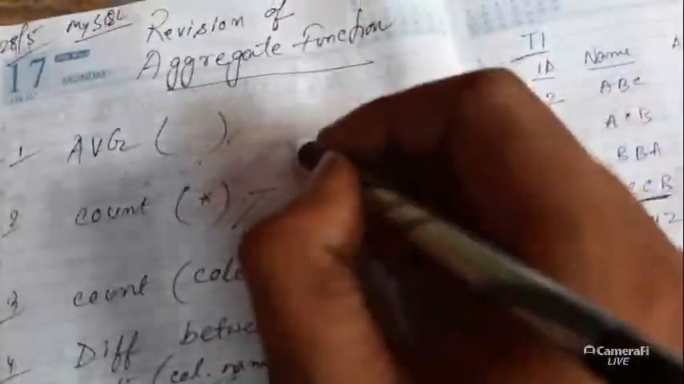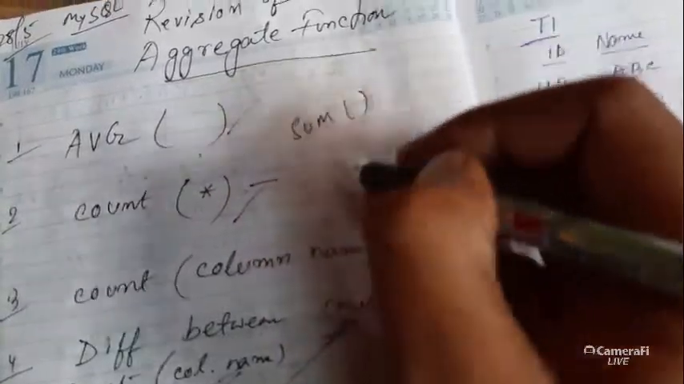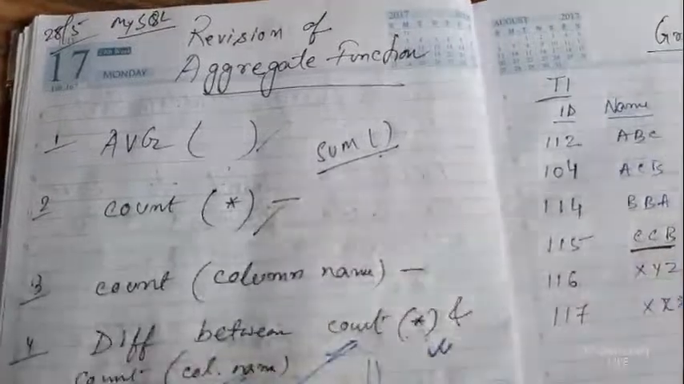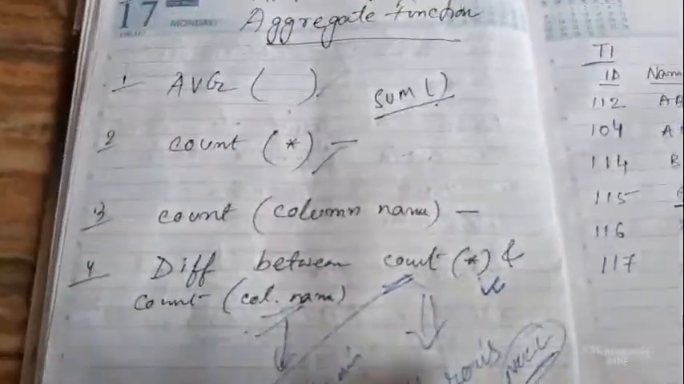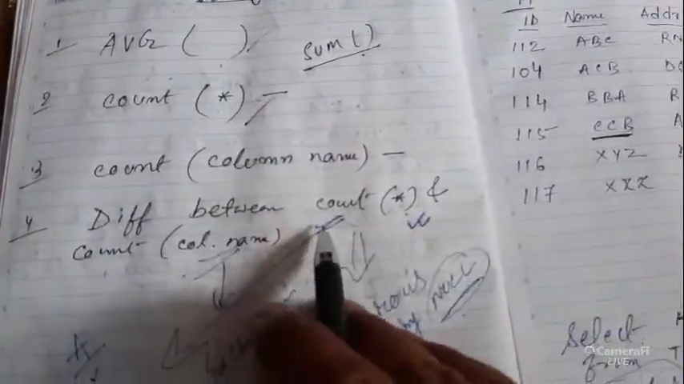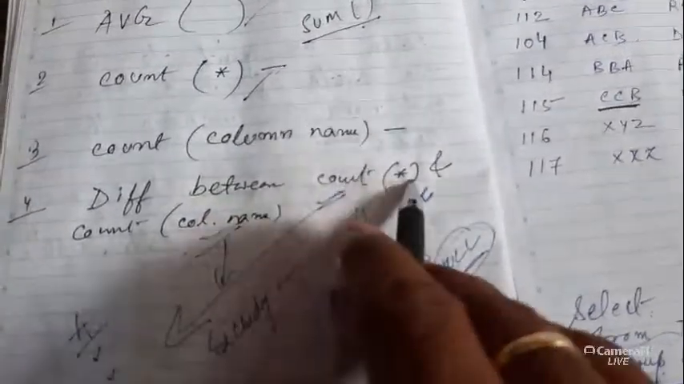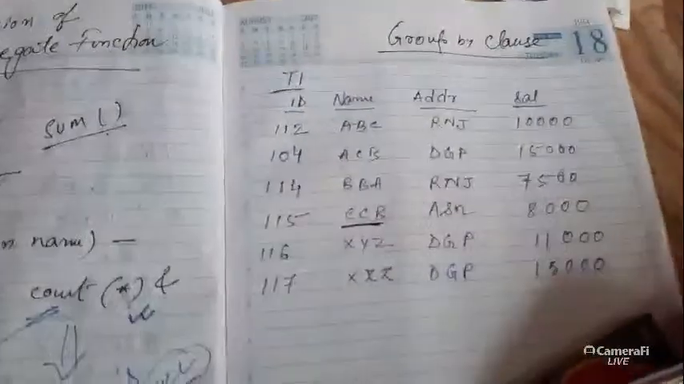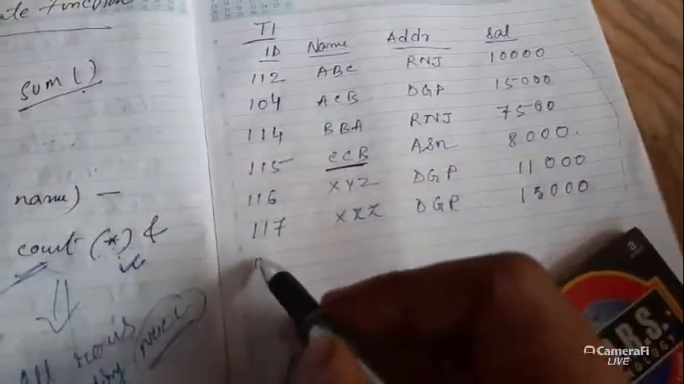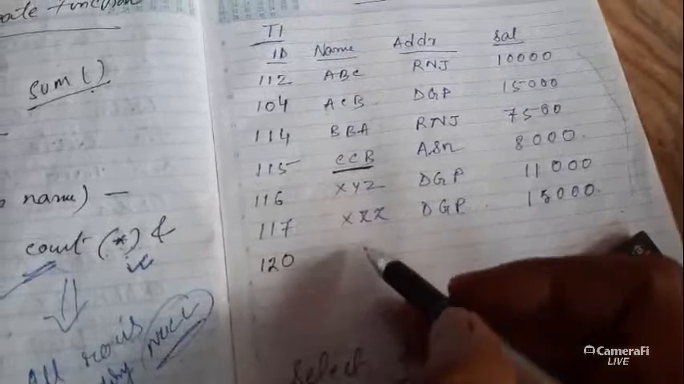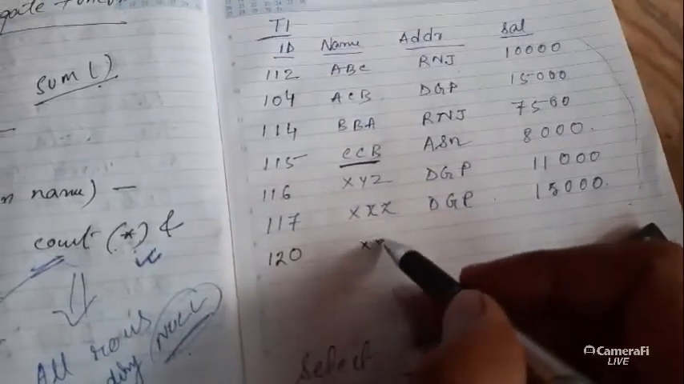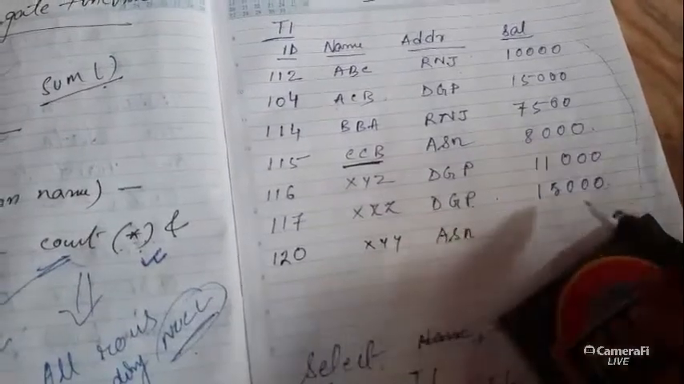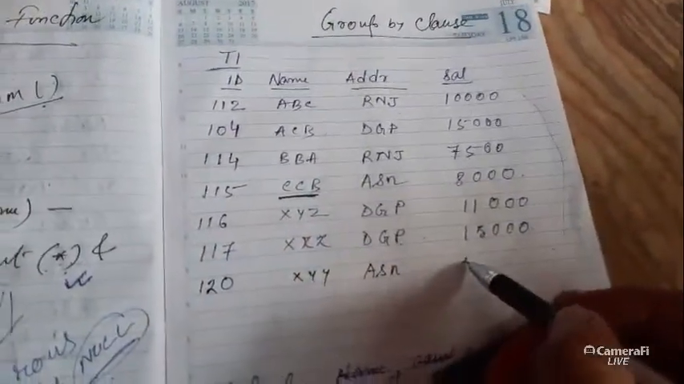Average function is there, count function is there, sum function is there. So these are the way how we can go for the aggregate or multiple row function. Now here one point you need to remember, that is the difference between count star and count column name. This is very interesting. So for that purpose I am just taking another example, another row. I am adding here 120, for example x y y y. For example I am taking Asansol here, and here I am taking null.